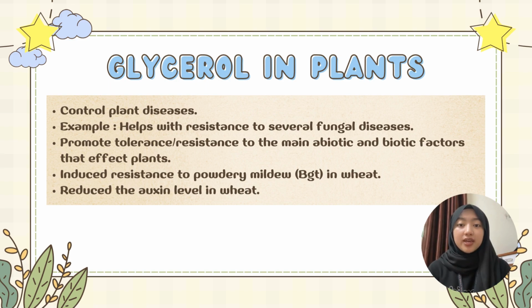Moreover, glycerol also can be used to control plant diseases. For instance, it helps with resistance to several fungal diseases. Next, glycerol has been used in scientific research to promote tolerance or resistance to the main abiotic and biotic factors that affect plants. It also does not degrade in the environment and does not cause damage to human or animal health. In addition, glycerol application induces resistance to powdery mildew in wheat by regulating 2 important signal molecules, which are glycerol 3-phosphate, G3P, and oleic acid. Last but not least, glycerol also can reduce the oxygen level in wheat.